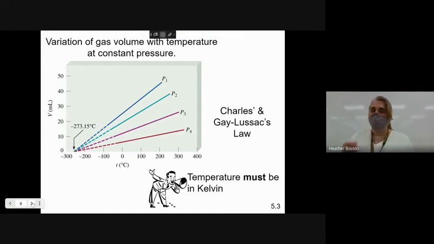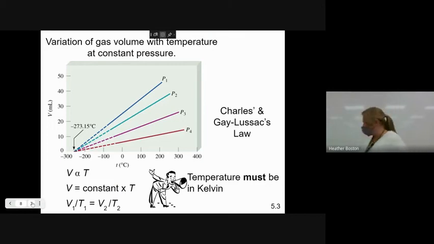Same thing with pressure. Pressure and temperature are directly related also. So as pressure goes up, temperature also goes up. So my formula becomes, here's my two formulas. V1 over T1 equals V2 over T2, or P1 over T1 equals P2 over T2. These are directly related. As one goes up, the other goes up. That's what it means to be directly related.